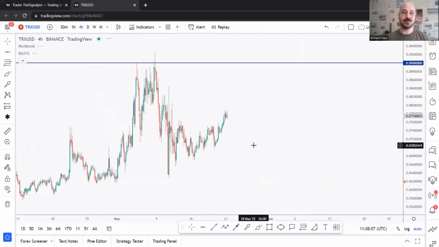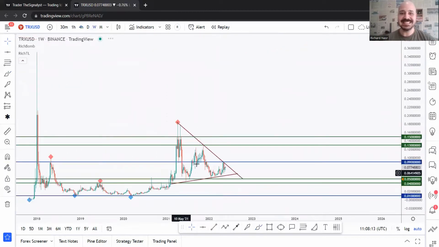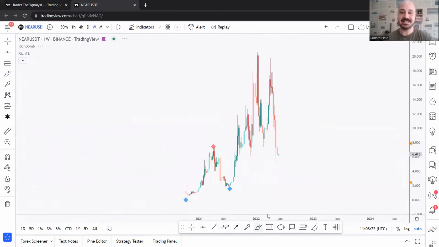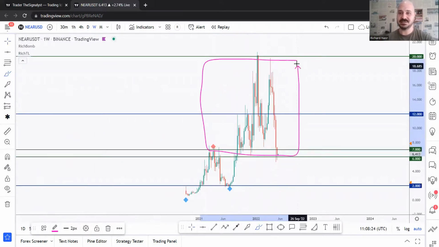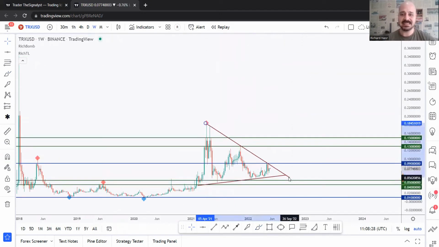Now, let's take one more example. We'll take two more examples, one for a bullish market and one for a bearish market. On TRX, we can't really see a clear direction. All we can see is a range. However, it's in the shape of a symmetrical triangle, because on NEAR you can see that it's in the shape of a horizontal range, while on TRX it's in the shape of a symmetrical triangle, right?